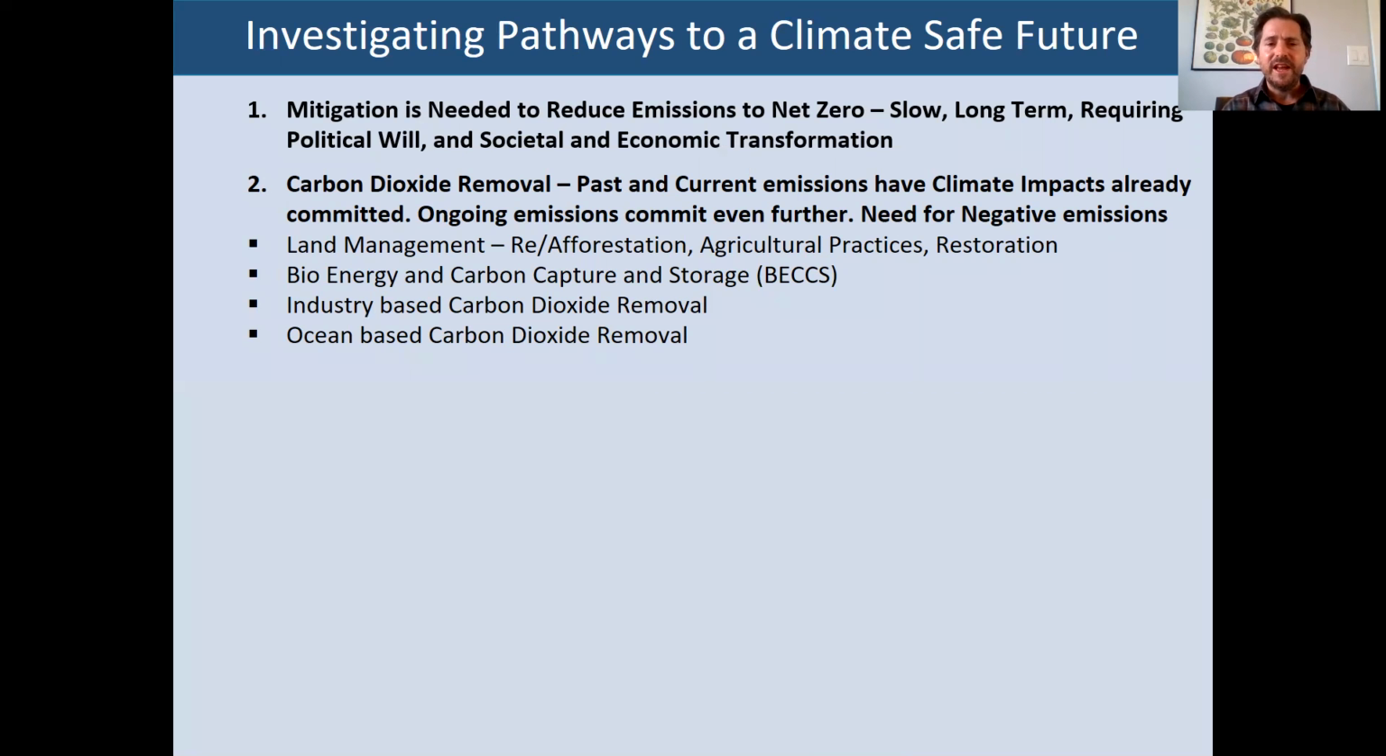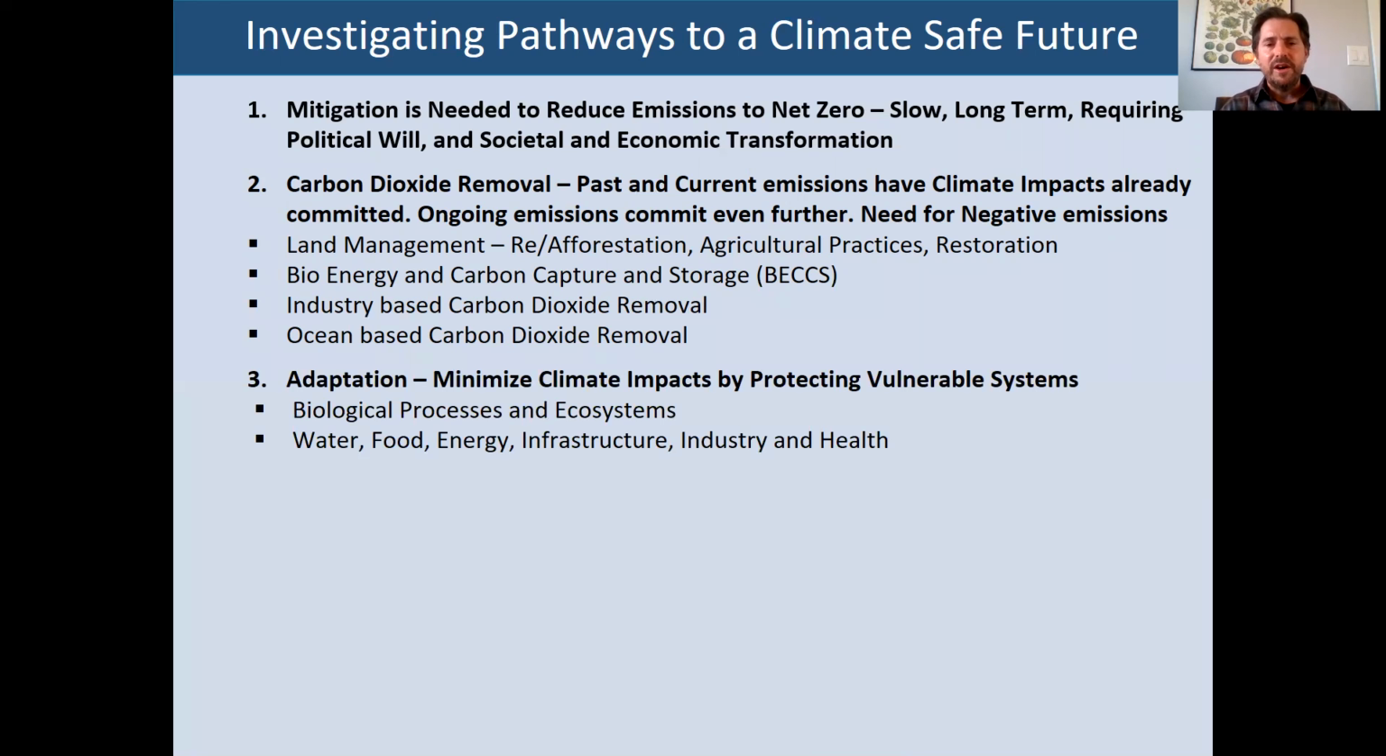So in this program, we're looking at land management through reforestation, afforestation, agricultural practices, restoration, bioenergy and carbon capture and storage, and industrial processes such as carbon dioxide removal from the air, also transforming carbon intensive industries. We look at ocean-based carbon dioxide removal. Beyond that, we're looking at adaptations. How do we minimize the climate impacts by protecting vulnerable systems? So we're looking at the impacts of climate change on biological processes and ecosystems in terms of how sustainable they are, but also looking at human systems such as water, food, energy, infrastructure, industry, and health.